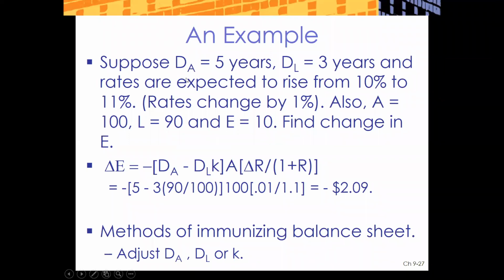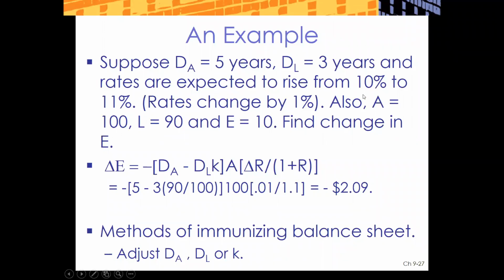So here's an example given. We already solved it in the book, but let me just proceed with this example as well. The duration of assets is 5 years, the duration of liabilities is 3 years, and rates are expected to rise from 10% to 11%. Also, assets equal 100, liabilities equal 90, and equity equals 10. So what is the change in net worth of the financial institution? If you apply the formula and substitute all the numbers, we come up with minus 2.09. So there's a negative change in the equity.